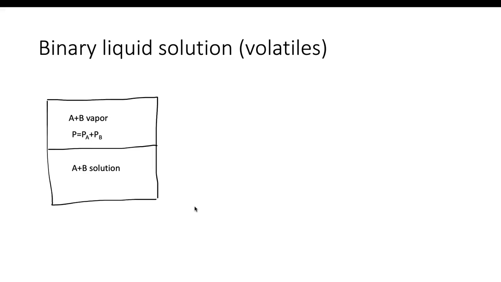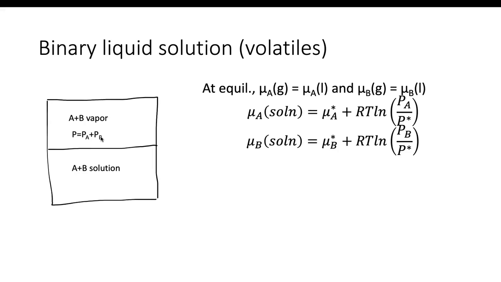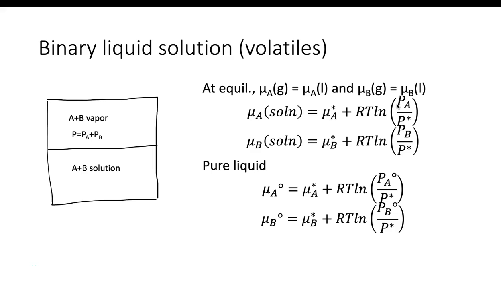So if we had a binary liquid solution, so a mixture, where we have A and B mixed together, they're going to have vapor pressures above that contain both A and B. So we want to set up the same thing. Let's capitalize on the fact that the gas and liquid chemical potentials are the same because they're at equilibrium. And so our chemical potential in solution of A and B is once again related to some standard pressure and our vapor pressure.